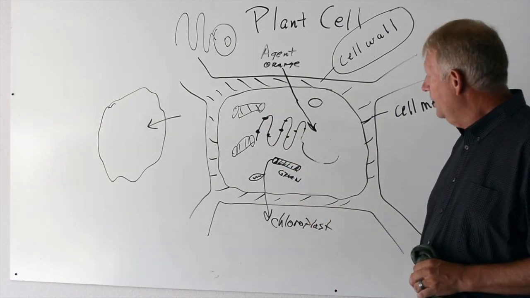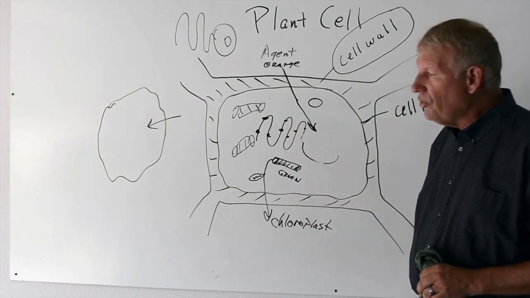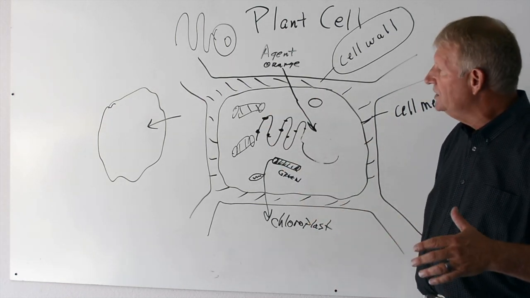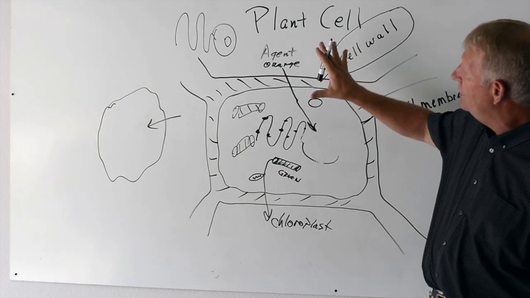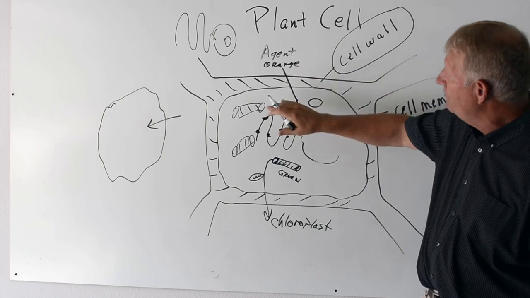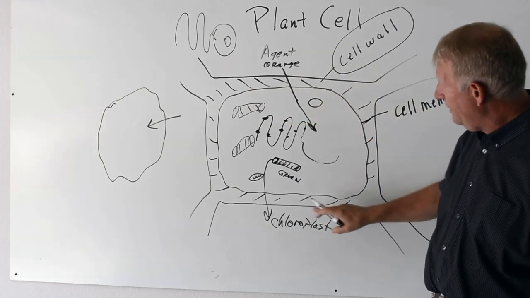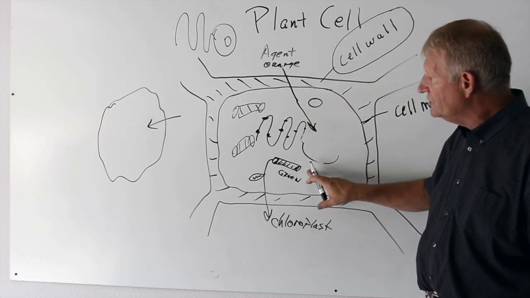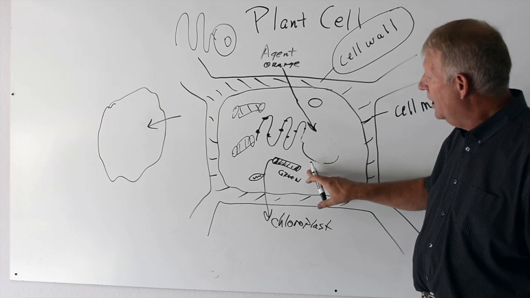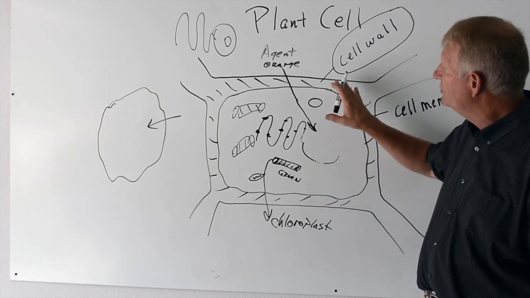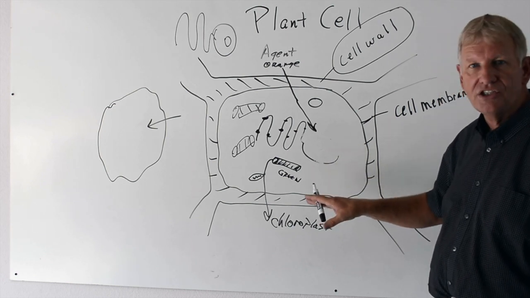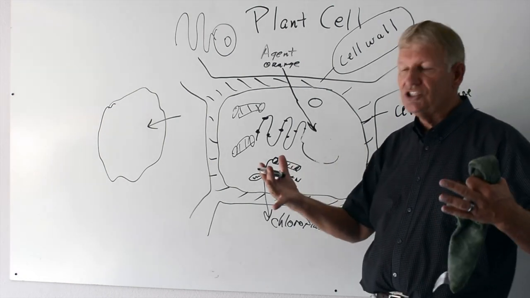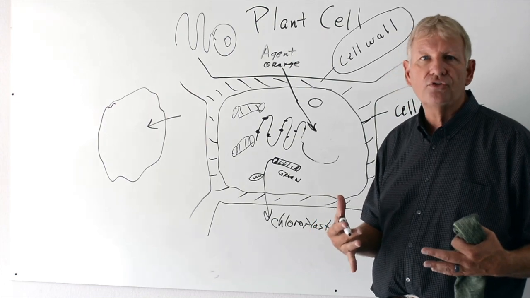So I'm going to kind of close this one up. That was kind of an interesting deal on the pesticides and herbicides. But what we really need to know too is that the plant cell has a cell wall and a chloroplast. Those are the two biggest differences between a plant cell and an animal cell. And remember that the chloroplast absorbs the sun to make photosynthesis work.